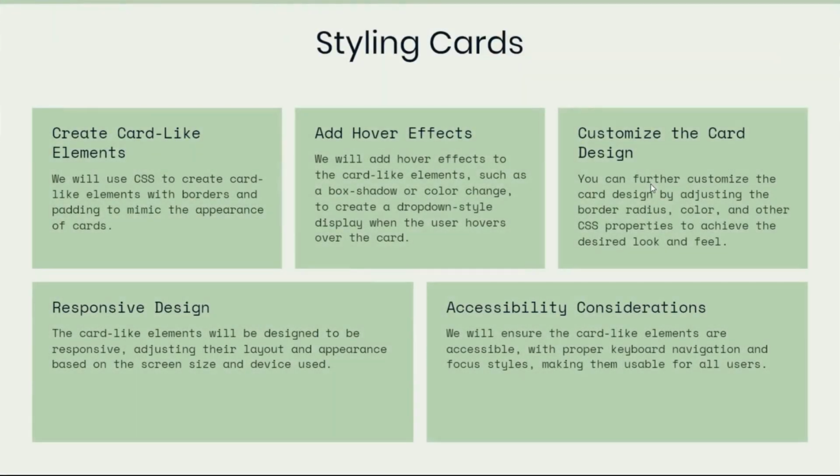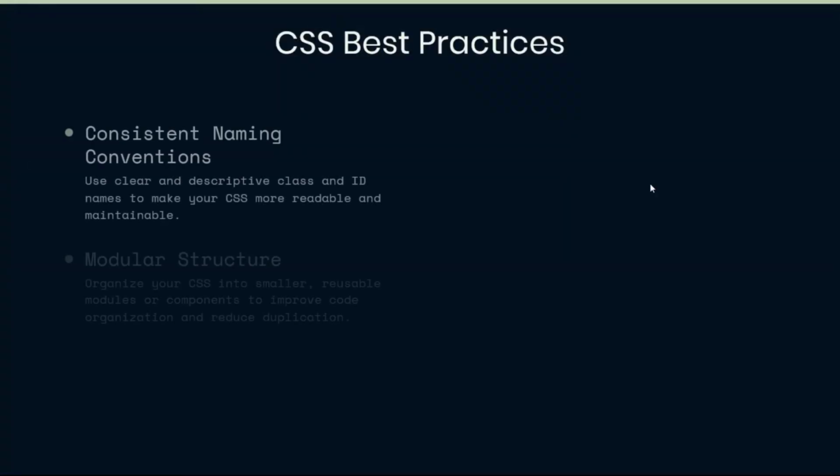We are eventually going to create that container that will hold a list of cryptocurrency cards. And as we progress, we're going to style that card element. We're going to add a border to it. We're going to add a drop shadow. We're going to add a hover effect. We're going to customize this design, and we're going to make it responsive.